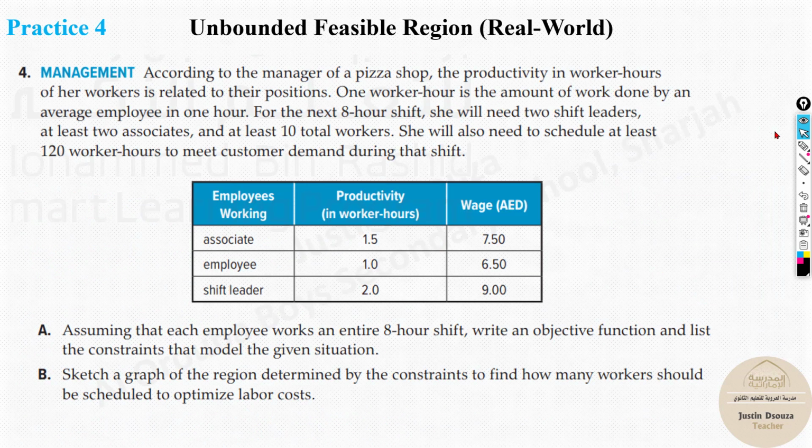Similarly, there's another real world problem. Please do try this by yourselves. You can pause the video now, try it by yourselves, and then continue watching.